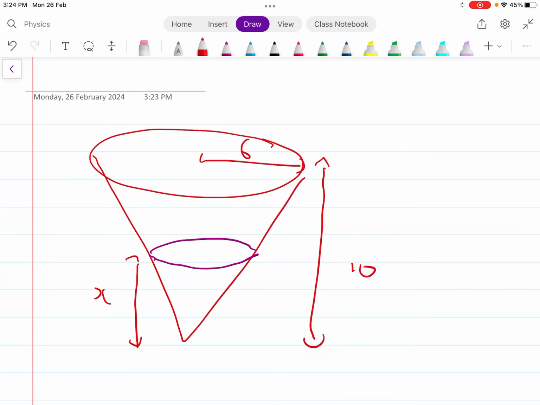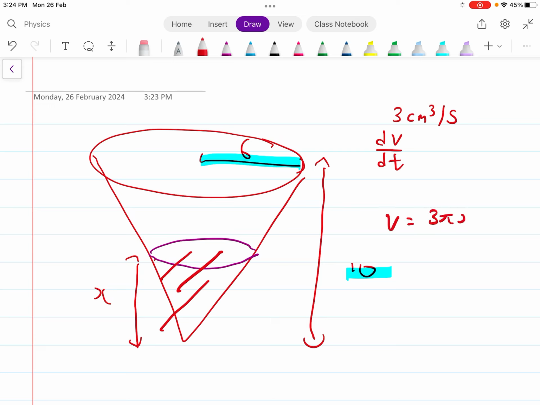Alright, so we have water being poured into an inverted cone of radius 6 centimeters and a height of 10 centimeters at a rate of 3 cm cubed per second. So when you see 3 cm cubed per second, it is actually the rate of change, so this is your dV/dt. The very first part asks us to show that the volume of the water is given as V equals 3 pi x cubed over 25.